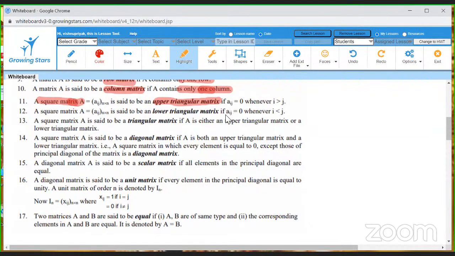What is an upper triangular matrix? All aij's will be 0 whenever i is greater than j, whenever the row number is greater than the column number.